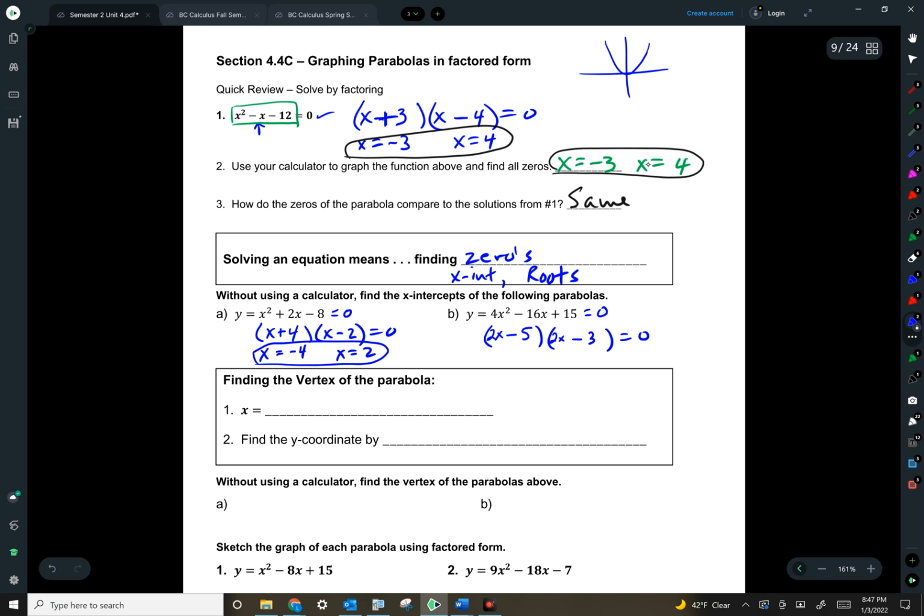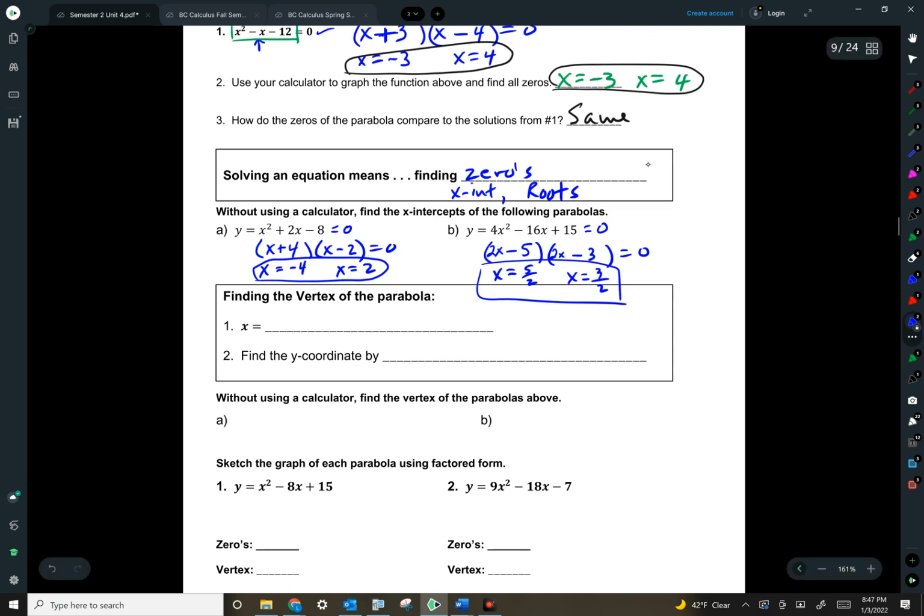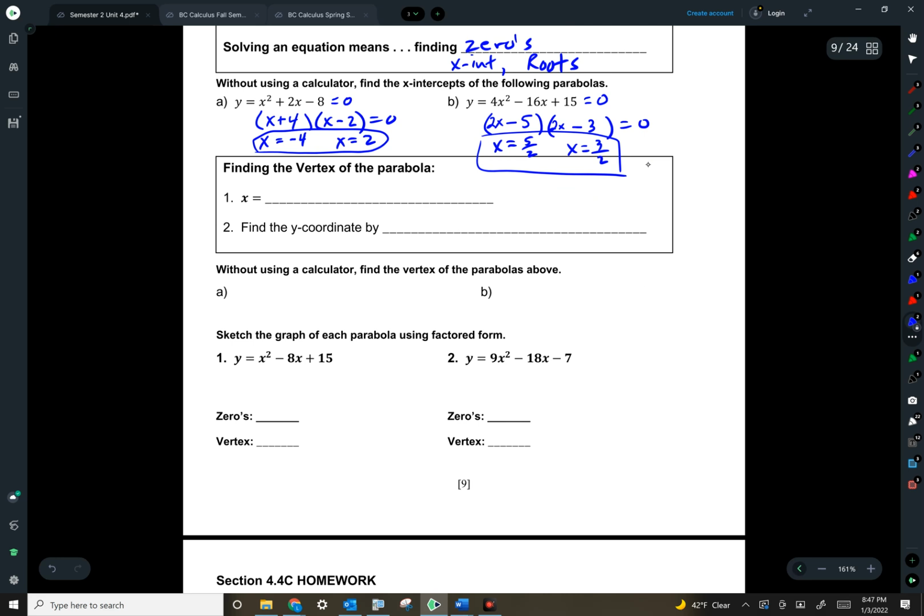Will that give me negative 16 in the middle, outer and inner? Yep, that works. And so my solutions are x equals positive 5/2 and x equals positive 3/2. So those are my x-intercepts. Those are also the solutions. Okay, so how am I going to use this to actually graph a parabola?